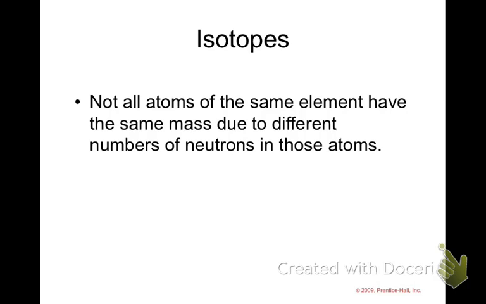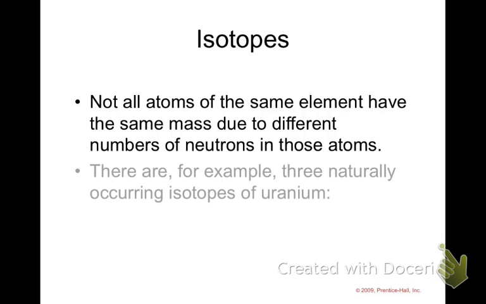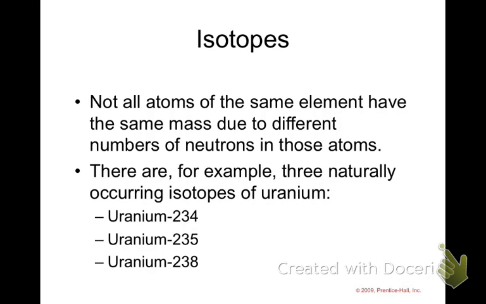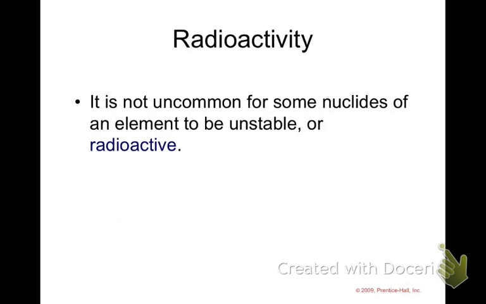So just a definition, isotope. Not all of the atoms of the same element have the same mass, because hopefully you remember the discussion about isotopes. These are atoms of the same element that differ in the number of neutrons. As an example, uranium. There's uranium-234, 235, and 238. All of these are isotopes naturally occurring for uranium.